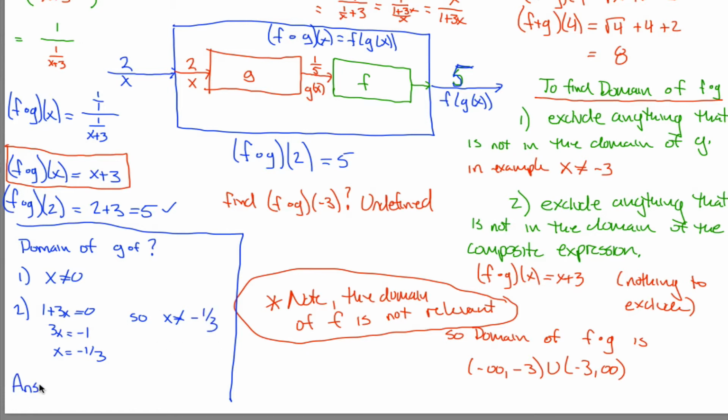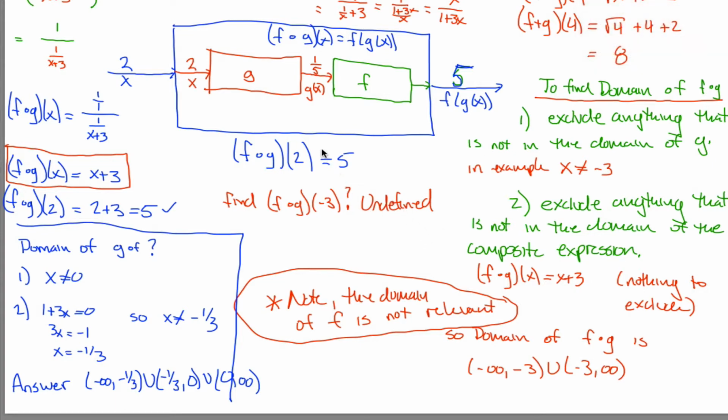So my answer would be all the numbers except for 0 and negative 1/3, which in interval notation you can write like this. A little bit hard to read this here, but it's everything that's less than negative 1/3, everything between negative 1/3 and 0, and everything that's greater than 0.